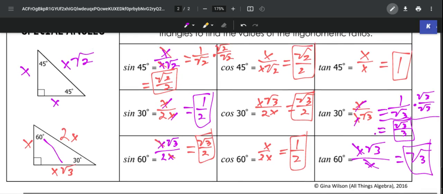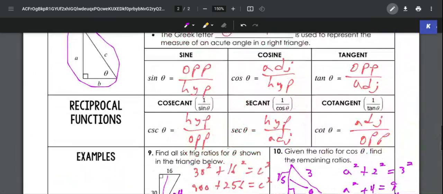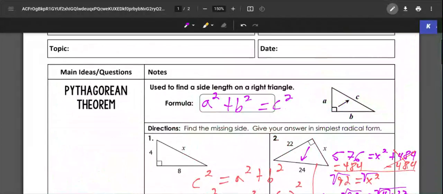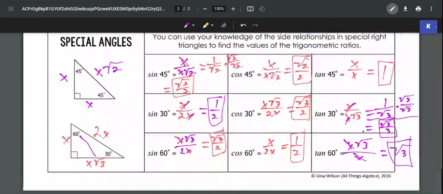But that's going to be it for this video. I know it's really long, so I'm sorry, but that's going to be it for this video. We'll go over more of this stuff in class, but make sure you get all of this written down, and then we'll probably go over some homework too.